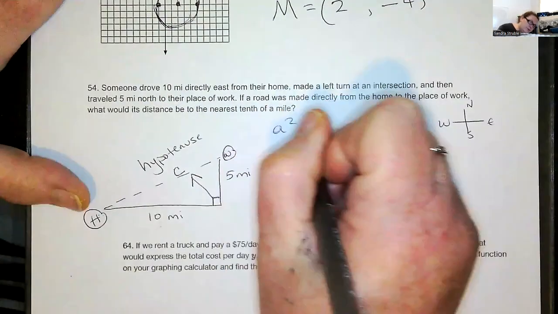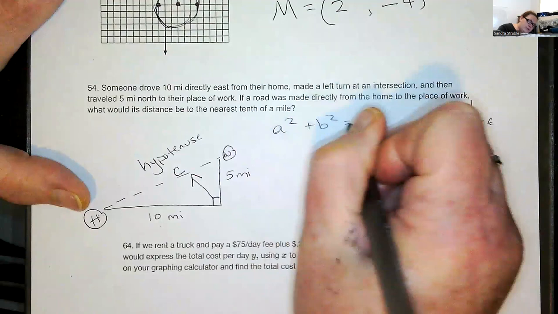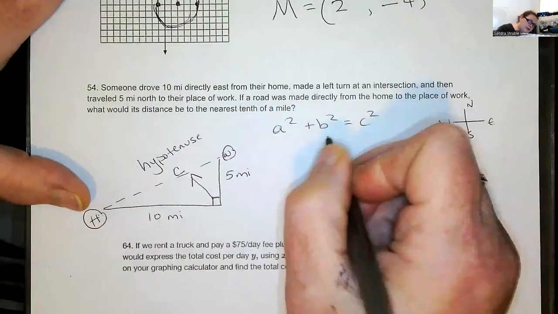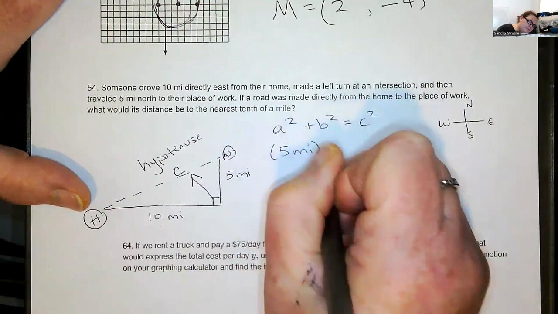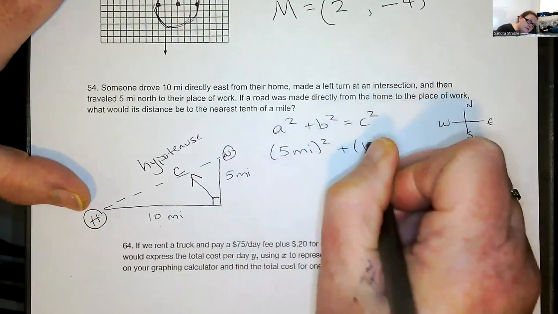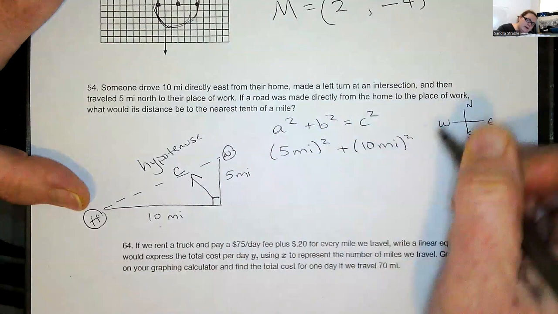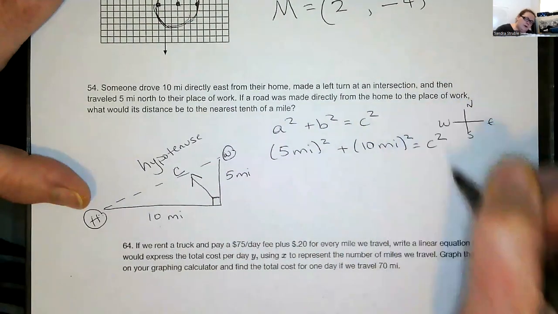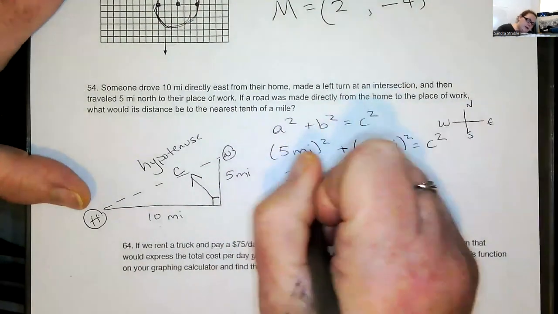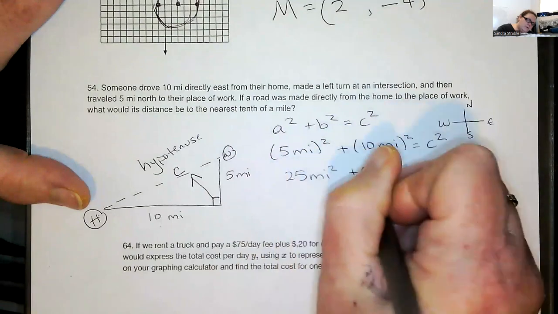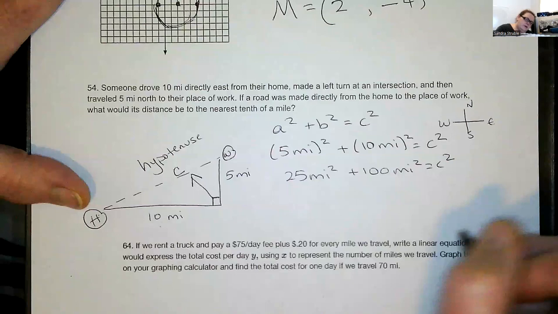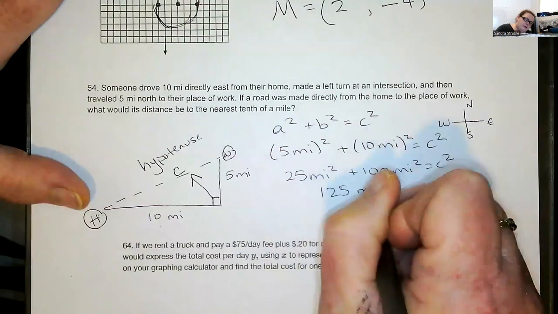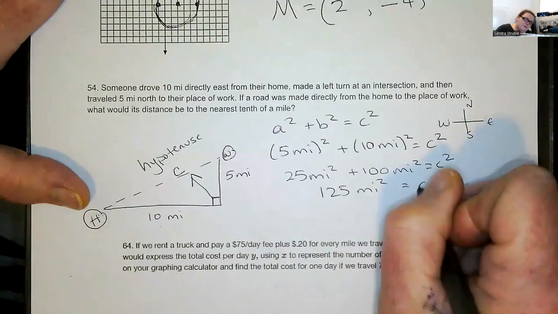So A squared plus B squared is equal to C squared. A, we'll say, is 5 miles. B is 10 miles. Square that bad boy. And that's equal to C squared. So we have 25 miles squared plus 100 miles squared is equal to C squared. 125 miles squared, just adding them, is equal to C squared.